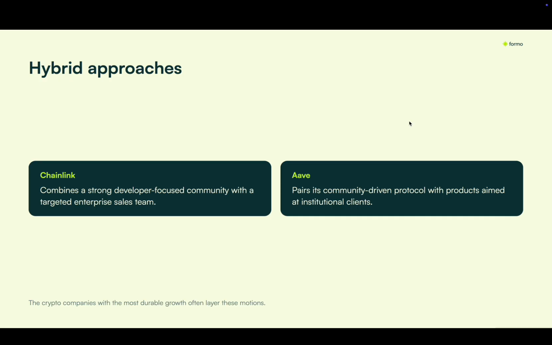Some crypto companies layer multiple growth motions together. Chainlink combines a strong developer-focused community with a targeted enterprise sales team. Aave pairs its community-driven protocol with products aimed at institutional clients. The most durable growth strategies often combine motions that support different parts of the market.